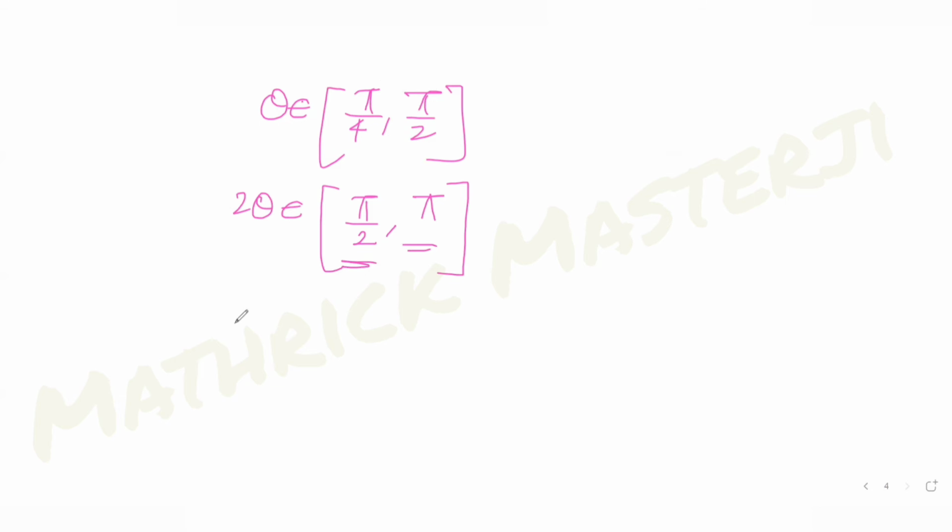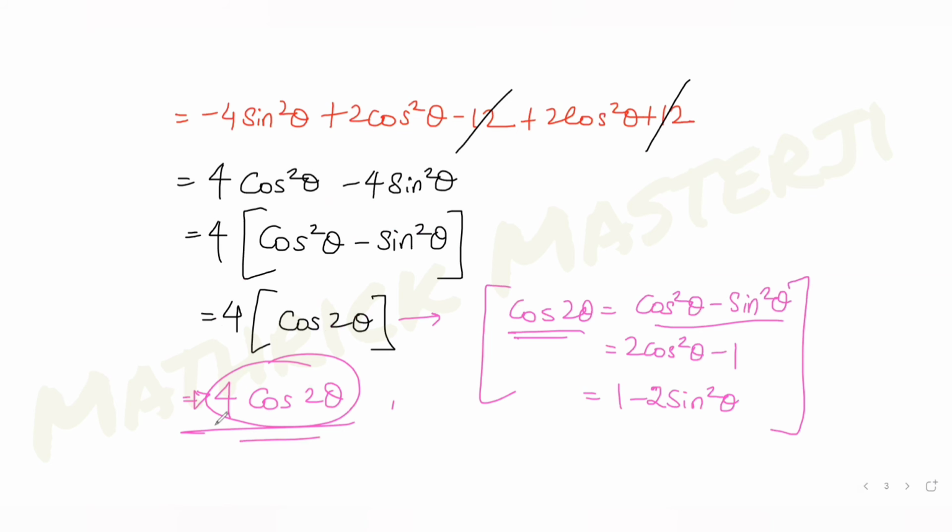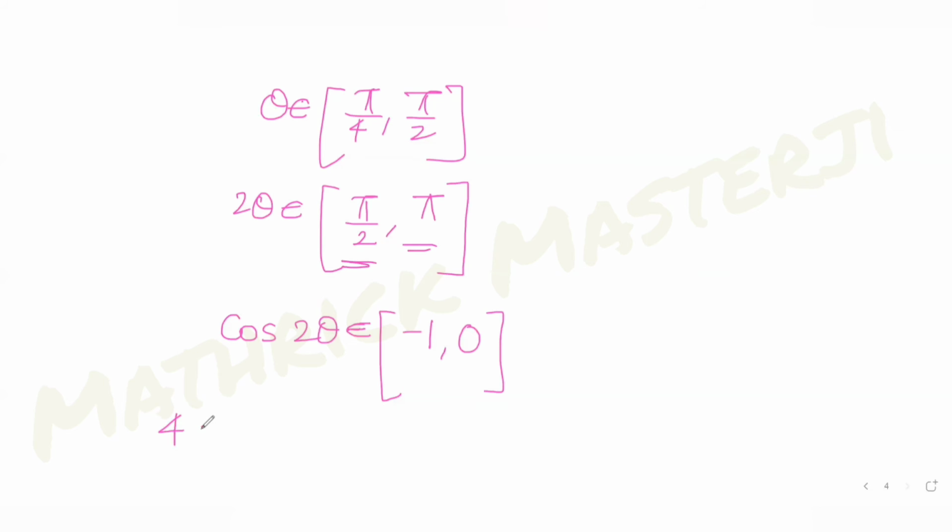Now once you have that, you find the value of cos 2 theta. So cos 2 theta gives you cos of pi by 2, which is nothing but 0, and cos of pi, which is minus 1. So if I write it in the form of minimum and then maximum value, I get minimum minus 1 and cos pi by 2 is 0. So it goes from minus 1 to 0. Now I just need to multiply that entire thing with 4. So 4 cos 2 theta belongs to 4 times minus 1, which is minus 4, and 4 times 0, which is 0. So you get that in the range from minus 4 to 0.